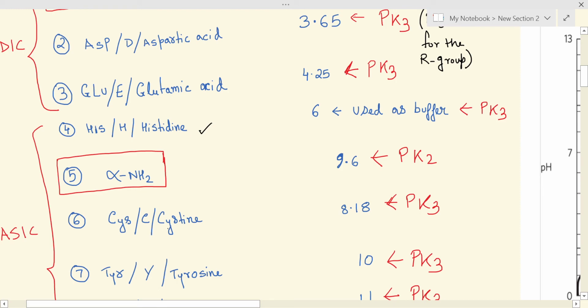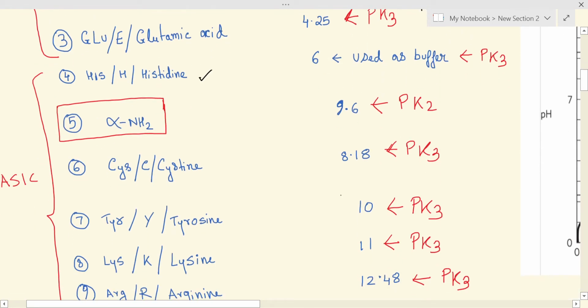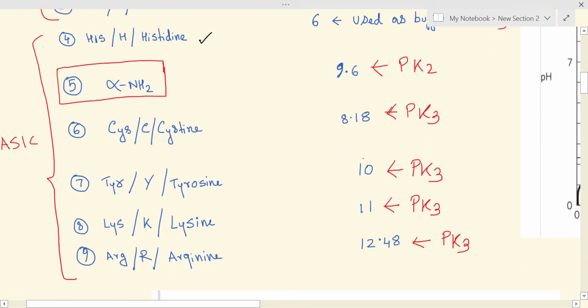The alpha amino group will have a pK2 value of 9.6. Then cysteine has a pK3 value of 8.18, tyrosine has a pK3 value of 10, lysine has a pK3 value of 11, and arginine has a pK3 value of 12.48. So remember, arginine has the highest pKa value. It is very important.